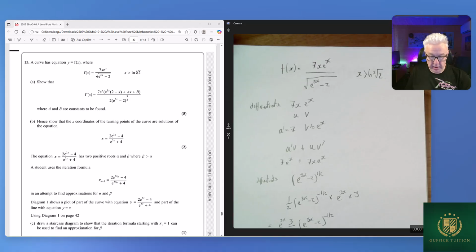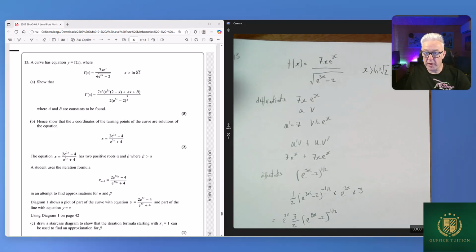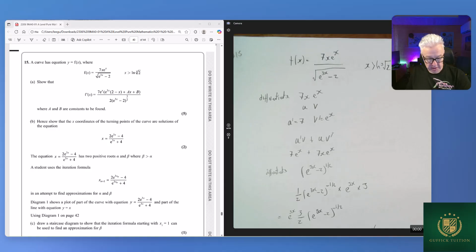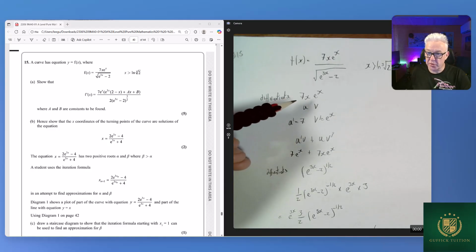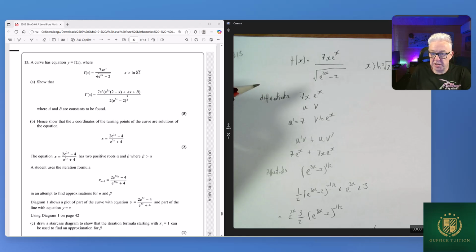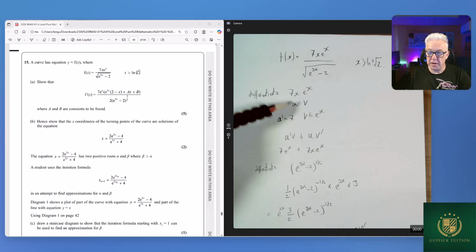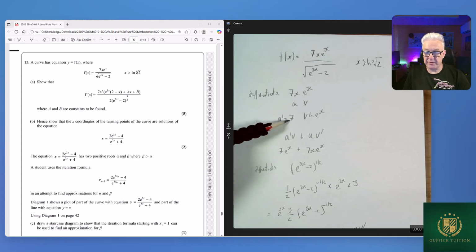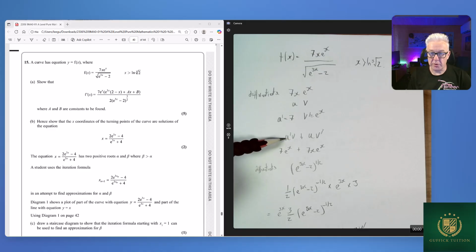Okay, so I found it quite helpful to deal with the numerator and the denominator separately. For the numerator, we've got 7x e to the x, which is a product, so that's going to be differentiated using the product rule. If u is 7x, u dashed is going to be 7. And if v is e to the x, v dashed is also e to the x.